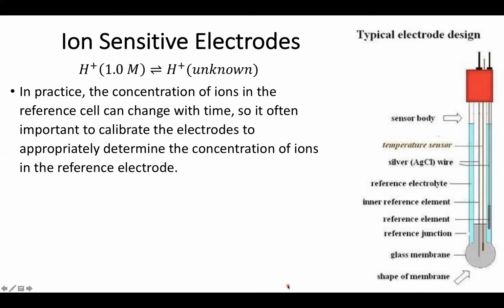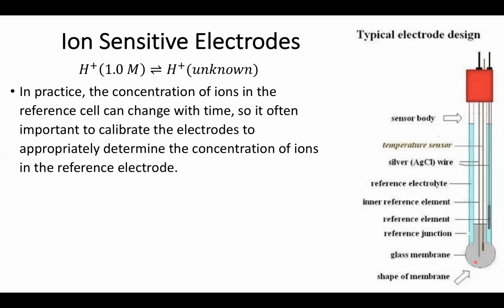However, there are a lot of things that do break down in reality. Most notably, the concentration of those protons inside that reference cell can change. Some of the protons could essentially react, leave, enter, and so forth. So as a result, there are two things that are very important that you do with your electrodes. The first is that you always calibrate your electrodes.